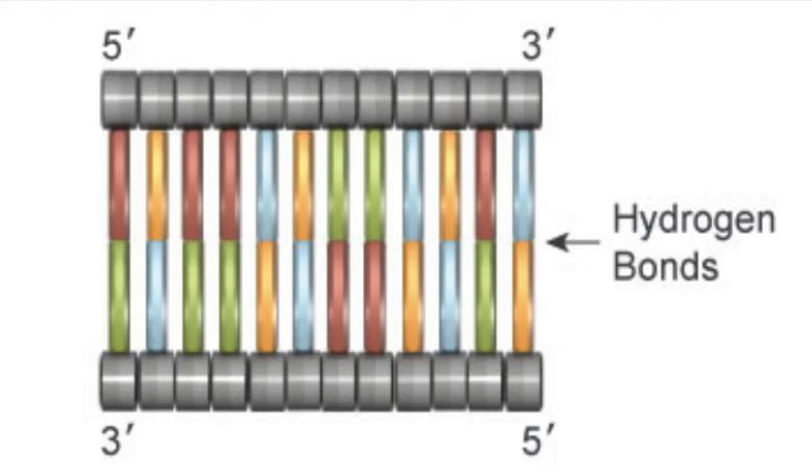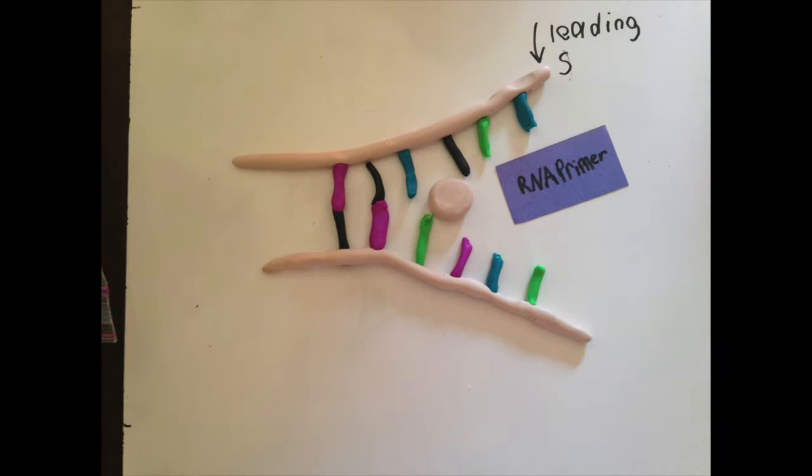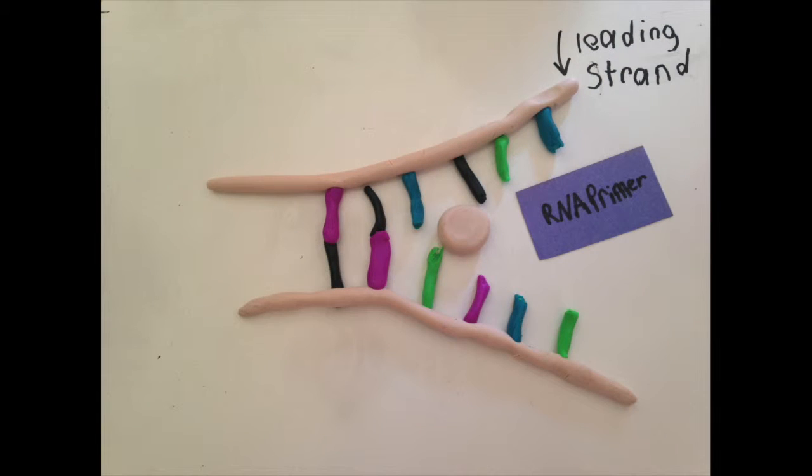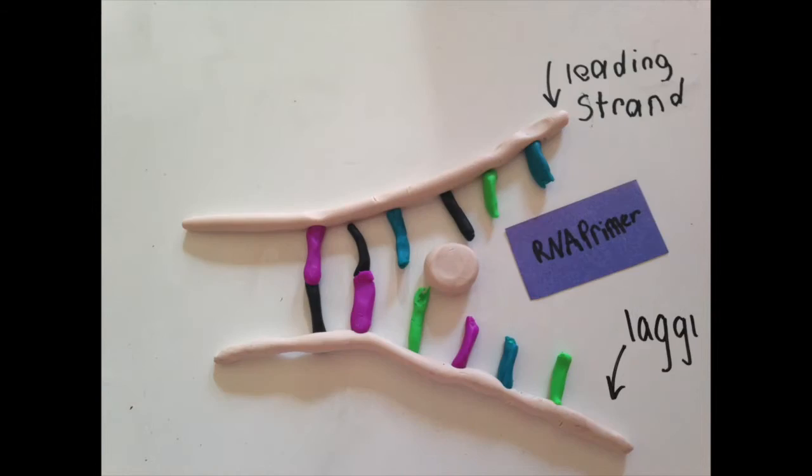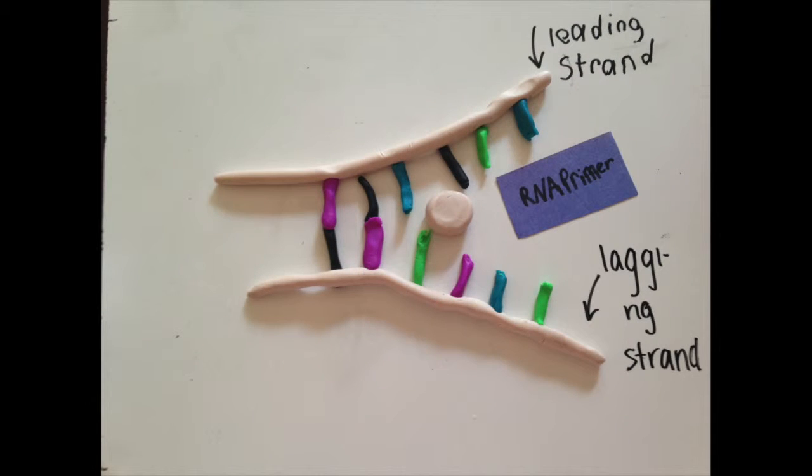However, remember that DNA is antiparallel. Its two strands have 3' and 5' ends facing in opposite directions, and DNA replication only occurs in the direction of the 3' end. For one strand, this isn't an issue. The replication is happening in the direction of its 3' end. This is called the leading strand. However, the other strand has replication going in the opposite direction, towards its 5' end. This strand is called the lagging strand.